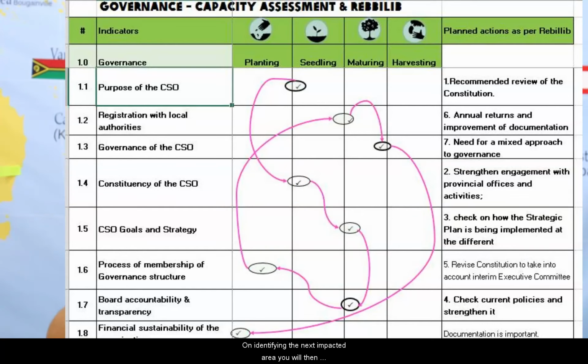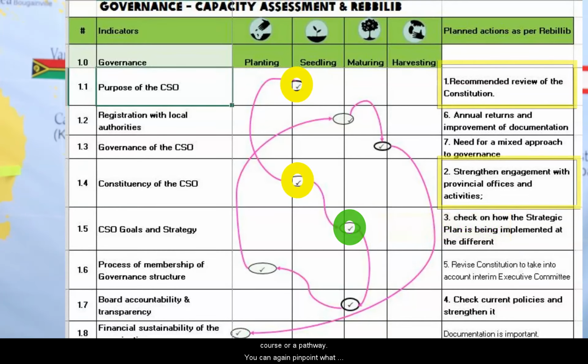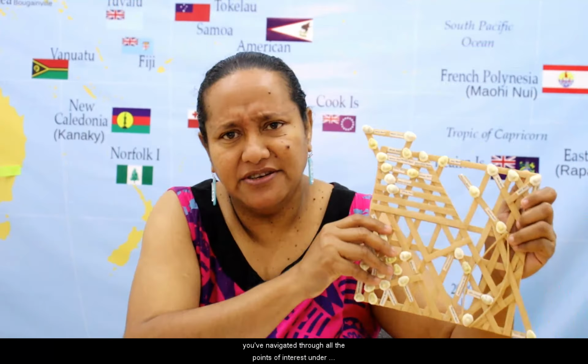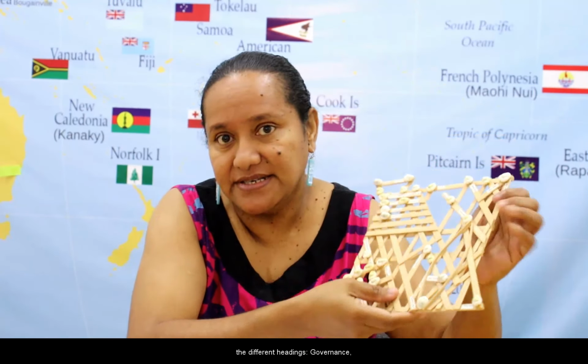On identifying the next impacted area, you will then need to link these 2 areas, as if you were mapping out a course or a pathway. You can again pinpoint what actions you need to take as a CSO to shift that particular area positively. This exercise is repeated until you've navigated through all the points of interest under the different headings: governance, organizational structure, human resources, finances, and collaboration and influencing.